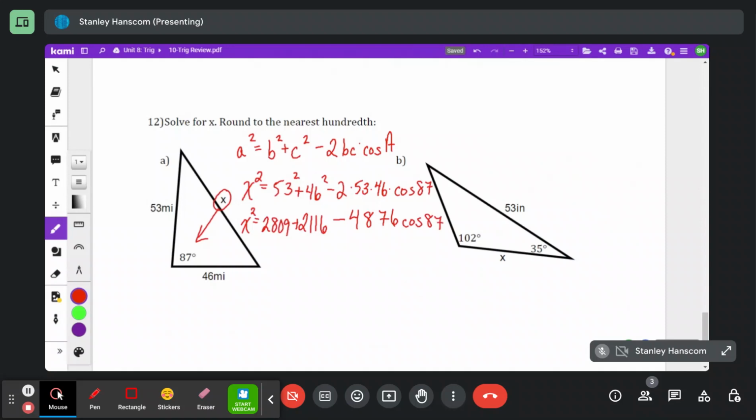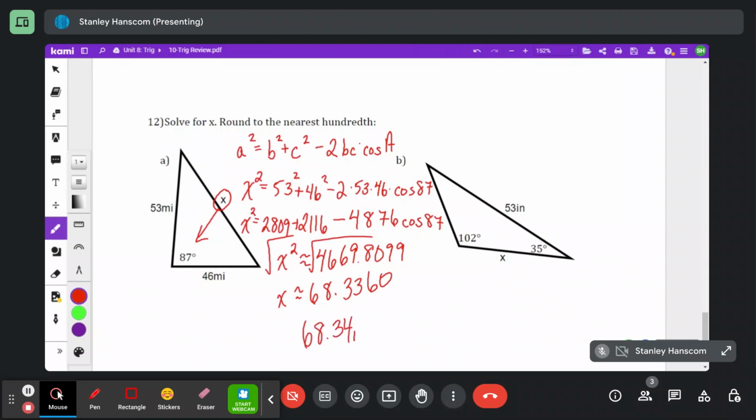That is something you'd be expected to type in all at once to see that x squared can approximately be 4,669.8099. I wrote 4 decimal places, but I store it in my calculator, or I use the answer key on my calculator, because I need to take the square root of that exact number. And so this approximately ends up becoming 68.3360, or 68.34 to the nearest hundredth this time around.